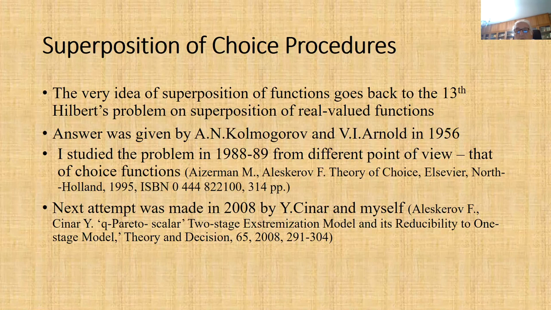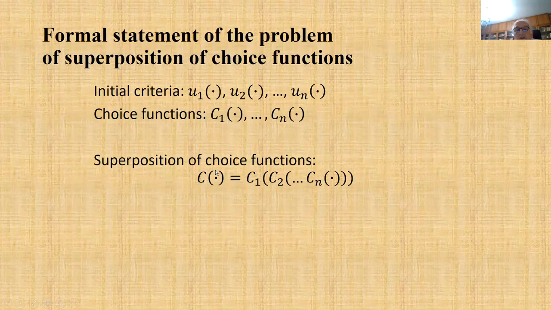And the next attempt was made in 2008 by my PhD student Yetkin Chinar and myself, and it was published in the Syrian Decision. And that is the idea. We have initial criteria or utility functions. We have choice functions rationalized by these utilities, and we consider a superposition of choice functions: we take capital X for the first function, then the result is used for the second one, third one, etc. Okay? That is the very idea. And the question was, to which extent, if they possess some good properties, the resulting function will possess these good properties, okay?